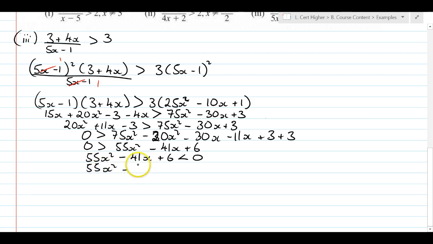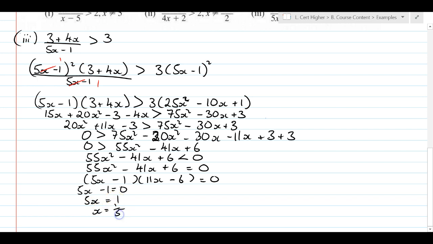55x squared minus 41x plus 6 is equal to 0. We now factorize this to get (5x minus 1)(11x minus 6) equals 0. Giving me 5x minus 1 equals 0, 5x equals 1, x equals 1/5, or 11x minus 6 equals 0, 11x equals 6, x equals 6 over 11.